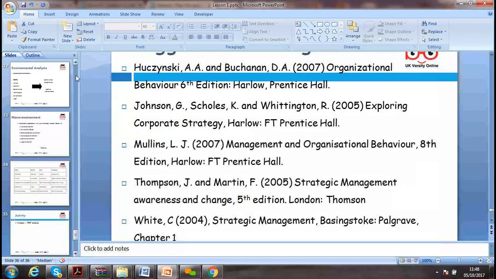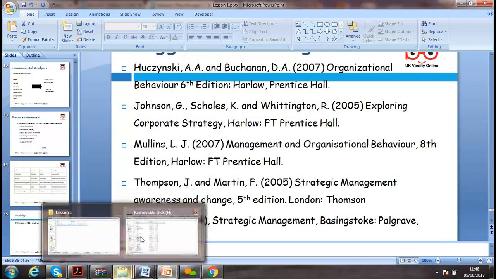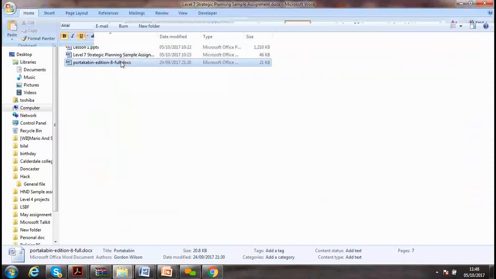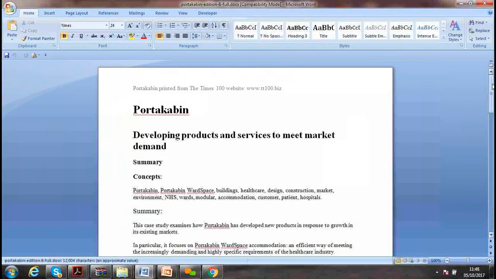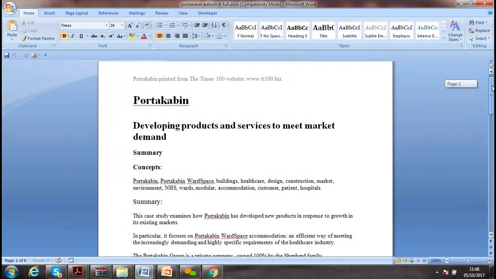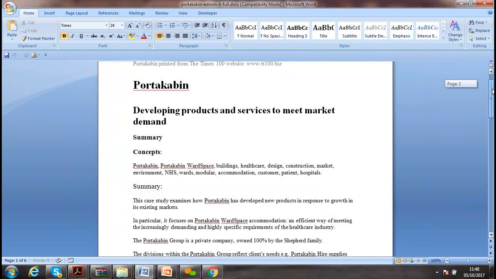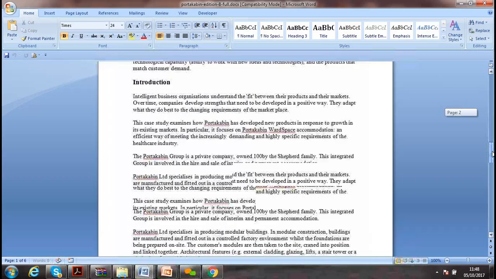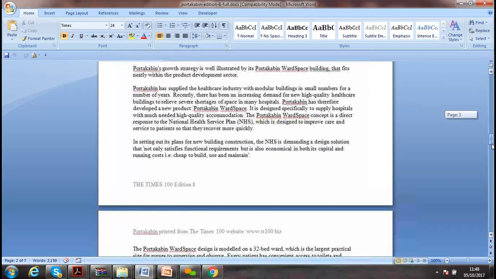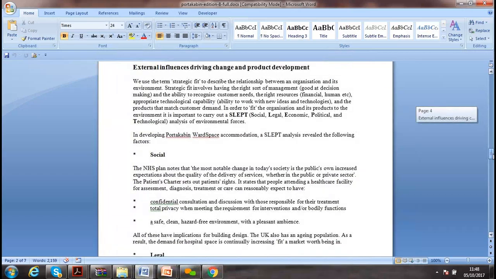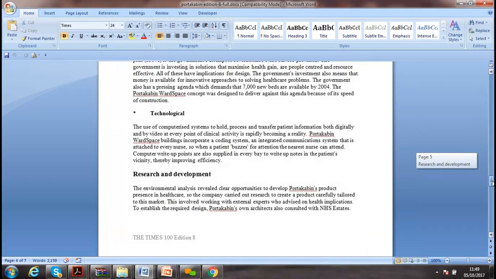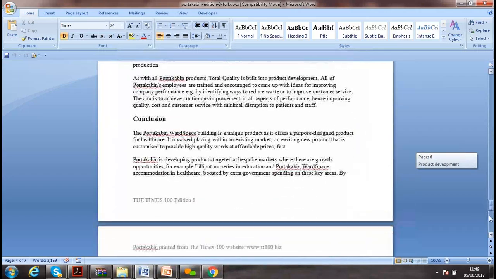I'm going to send you this lesson and I'll upload it. I'm going to send you this case study to read as well. Portakabin is one of the organizations in the UK which normally makes mobile houses, and they are quite successful. How they respond towards the environment, how they differentiate themselves, how they make the strategic planning by looking at and changing things in view of environmental factors. So it's good to read, please.